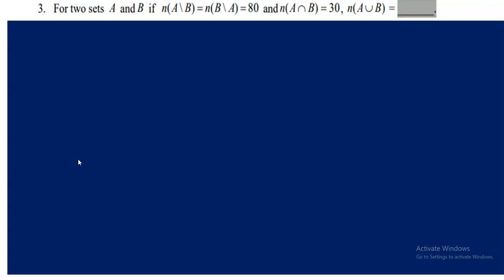Okay, dear students, now comes another question. Question number 3. You are given two sets A and B, and the number of A without B is given, and the number of B without A is also given. So if you are given 80, and the number of elements in the intersection is also 30, you are asked to determine the number of the union of the two sets, n(A union B). So how do we determine this?